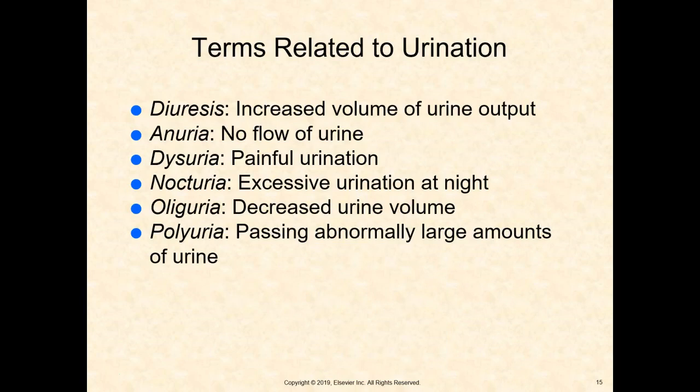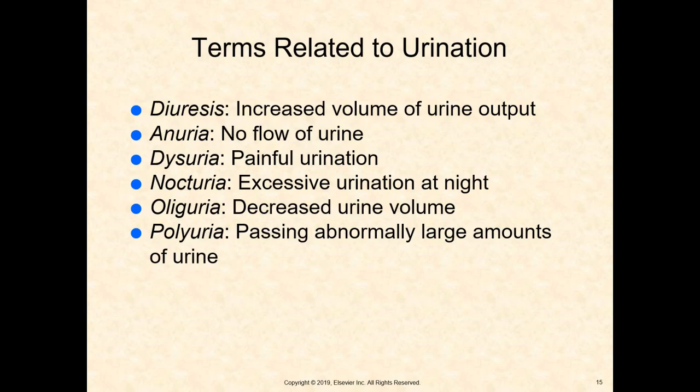So some of the terms related to urination that you need to be familiar with. Diuresis is the increased volume of urine output. Anuria is no urine flow. This could be from maybe renal failure or some type of a blockage. Dysuria is painful urination, as in like maybe a urinary tract infection. Nocturia is excess urination at night. Oliguria is decreased urine volume, just not having very much, usually less than a soda can, but more than 100 mLs.